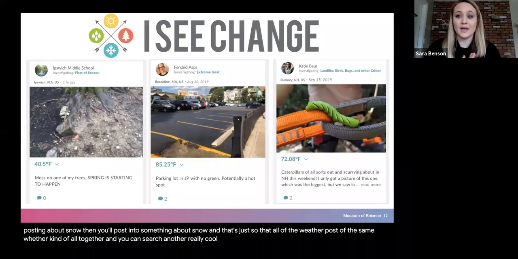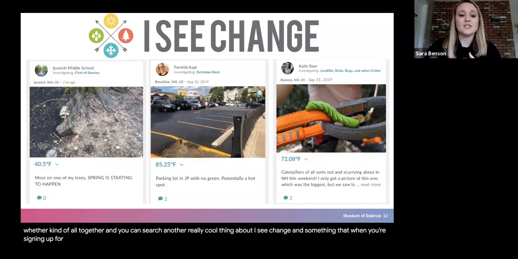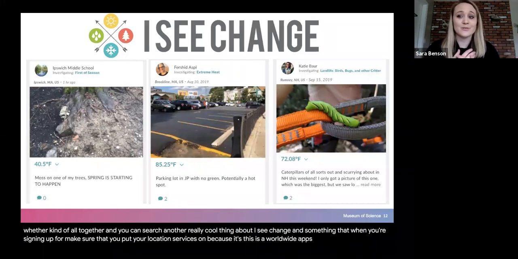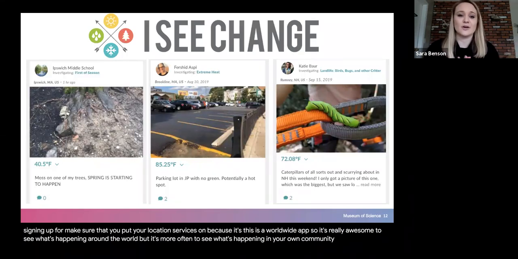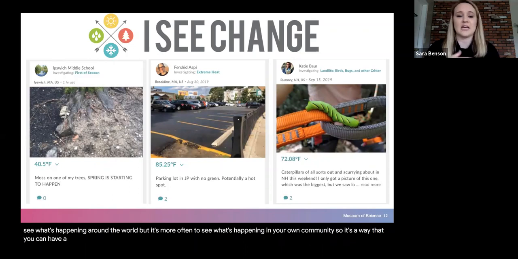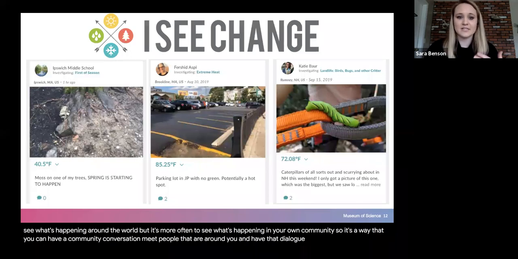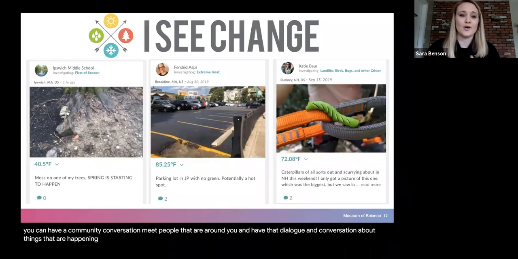Another really cool thing about IC Change, and something that when you're signing up for, make sure that you put your location services on, because it's really important to show where you are. This is a worldwide app, so it's really awesome to see what's happening around the world, but it's more awesome to see what's happening in your own community. So it's a way that you can have a community conversation, meet people that are around you, and have that dialogue and conversation about things that are happening in your own neighborhoods.